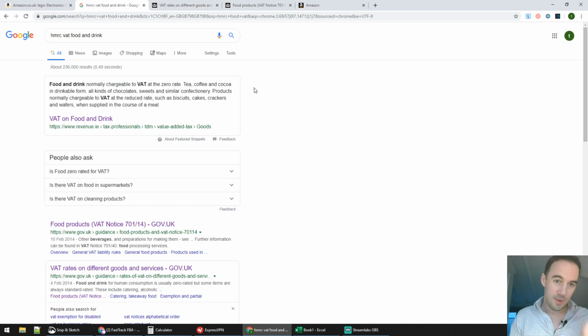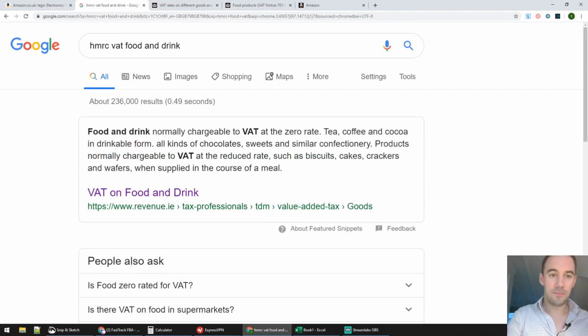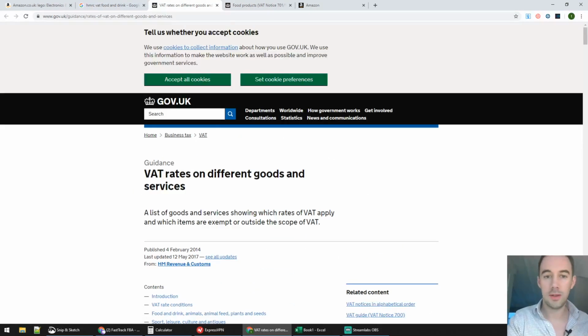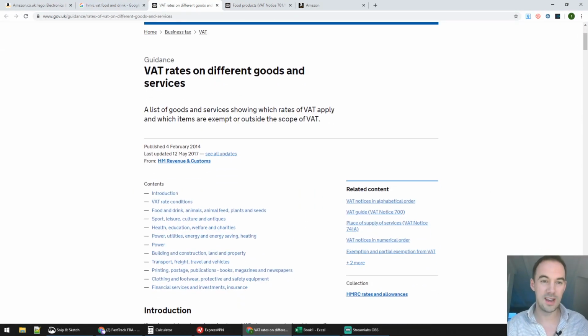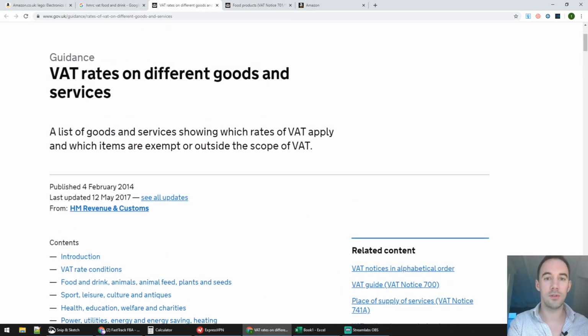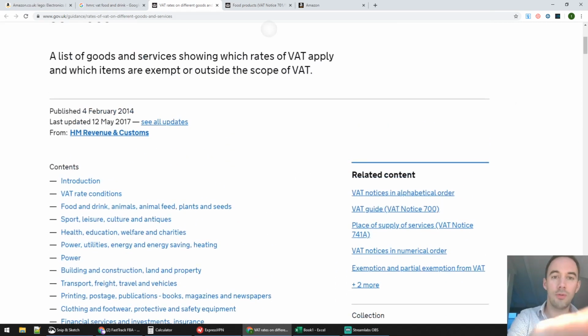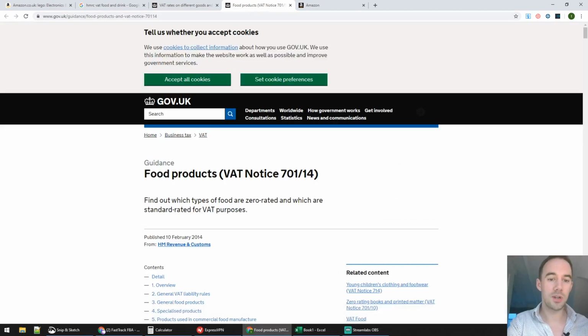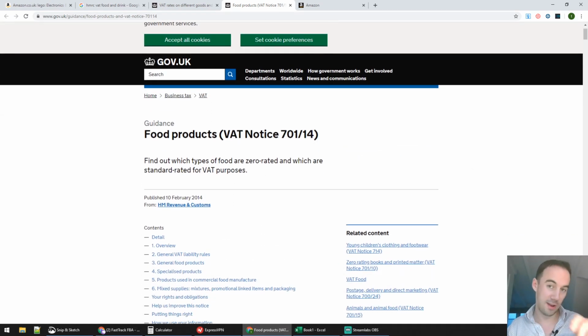Okay, so you might not be able to see this that brilliantly, and I'll try and zoom in. Now, I've basically just done a Google search for HMRC. So if you're in the UK, this is HMRC, Her Majesty's Revenue and Customs, the tax collector, basically, on food and drinks. I've gone through a couple of the results and come up here to an HMRC website, and it talks about VAT on different goods and services. Then I clicked through and got to one which talked about VAT on food products. So VAT notice 701/14, if you're interested.